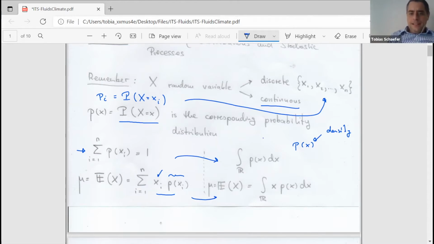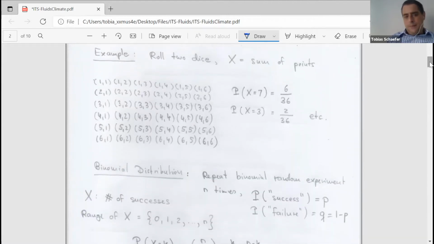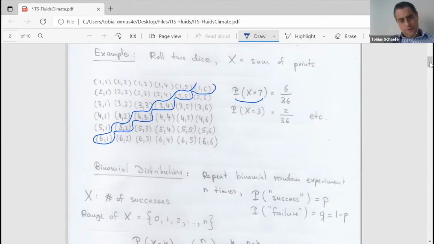Now, one of maybe the most basic examples is that you look at the sum of the points when you roll 2 dice, and this sort of illustrates what the probability distribution really means. For instance, if you want to figure out what this probability is, then you need to form the inverse image of this event. In this case, this would be this set of favorable outcomes, in this case 6.